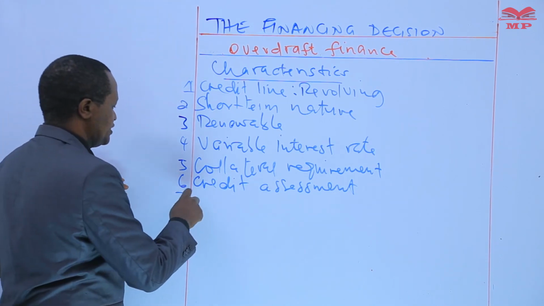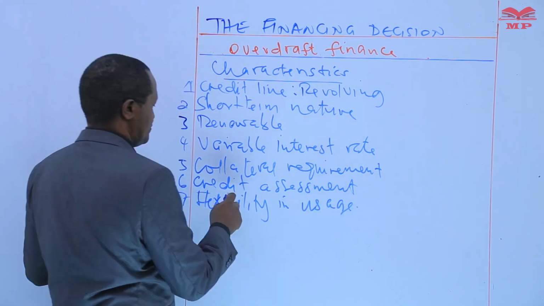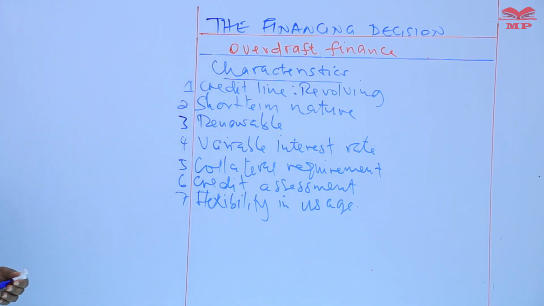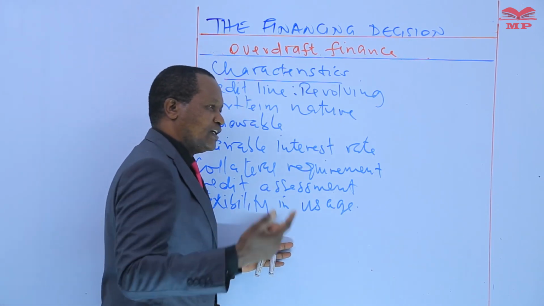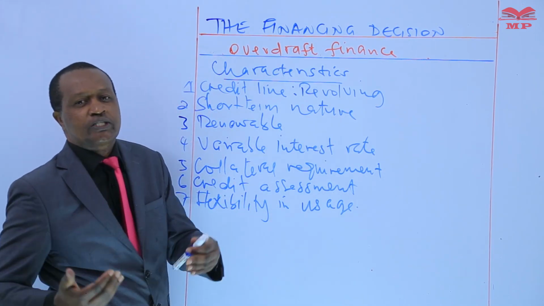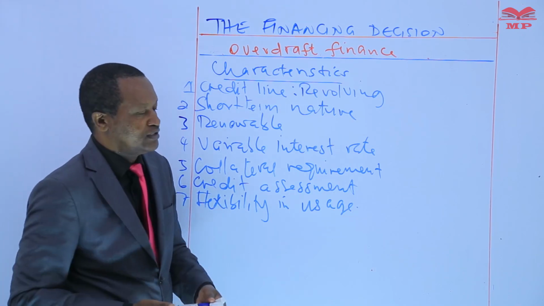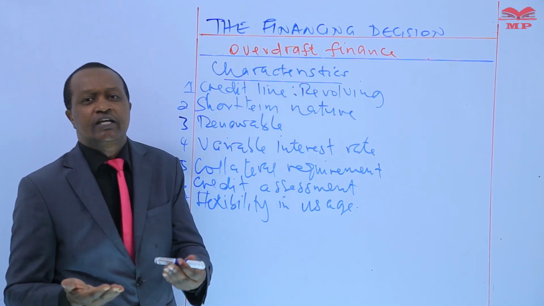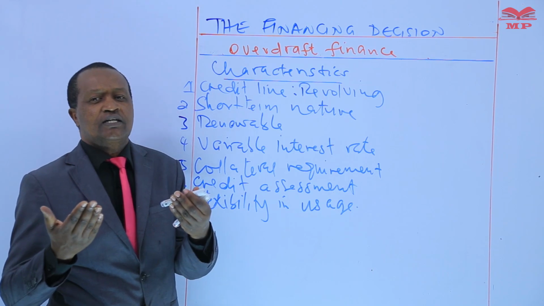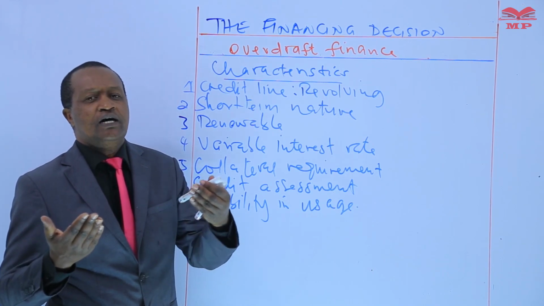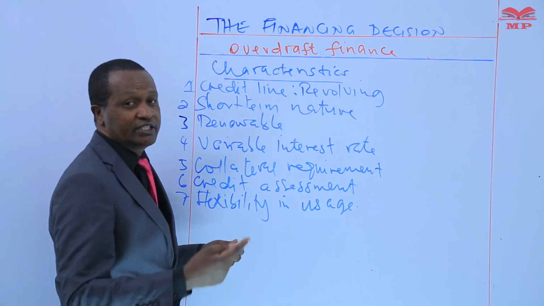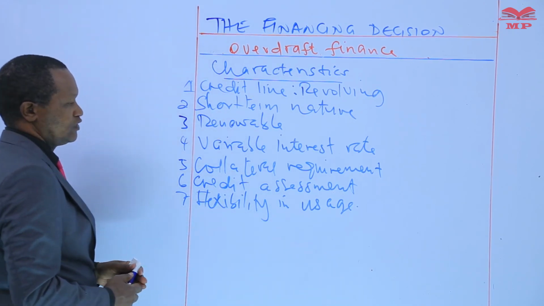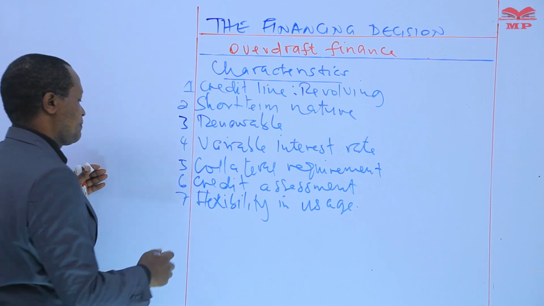Number seven, there is also flexibility in usage. Now, businesses have the flexibility to use the overdraft funds in various short-term needs, such as covering operating expenses, paying suppliers, managing seasonal fluctuations, and so on. There is flexibility in how the overdraft can be used by the business.